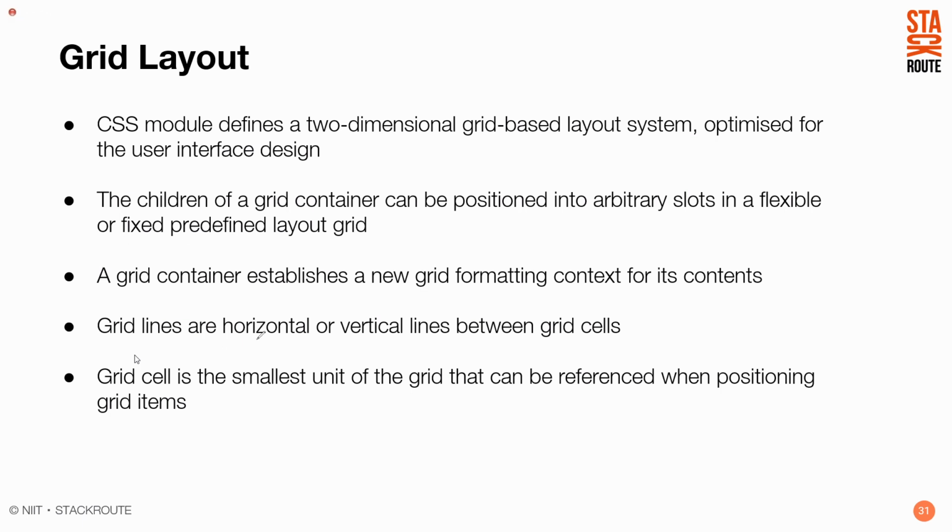So grid lines are either horizontal or vertical between grid cells. One cell and another cell, if you want, you can add either horizontal or vertical lines. Let's assume you have a page where you are dividing here and I want one horizontal line in between, or I want a vertical line between this section and this section, I am able to add. Grid cell is the smallest unit of grid that can be referenced whenever you are positioning a grid item.